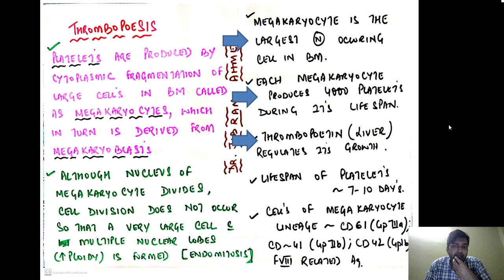Thrombopoietin regulates the growth of the megakaryocyte, and remember, the major source of thrombopoietin is the liver. The lifespan of the platelet is around 7 to 10 days, and cells of the megakaryocyte lineage express certain markers like CD61, CD41, CD42, and von Willebrand factor, which is factor 8 related antigen.